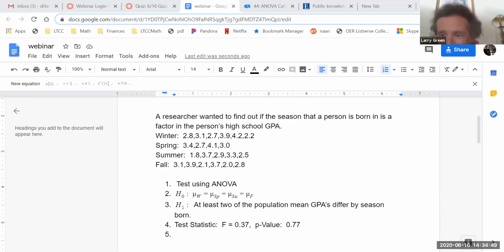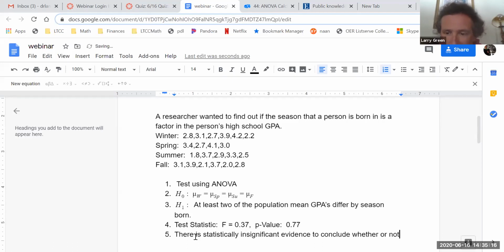Yeah, there is statistically insignificant evidence to conclude whether or not. There's a lot of ways of writing it. Or not. And the good news is I already have it written down in words, so I can just copy and paste. Make the "at" not capitalized. There we go.